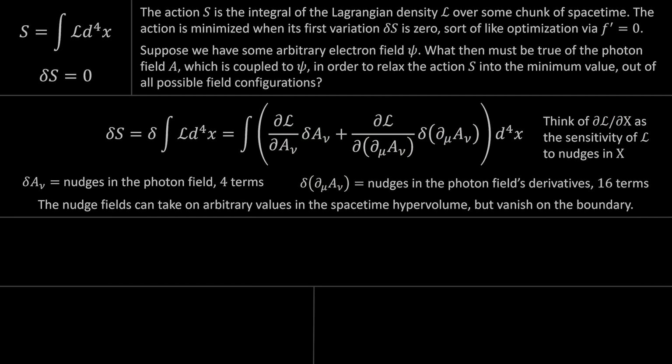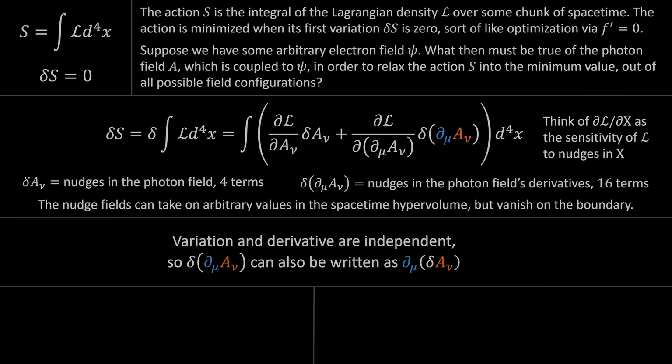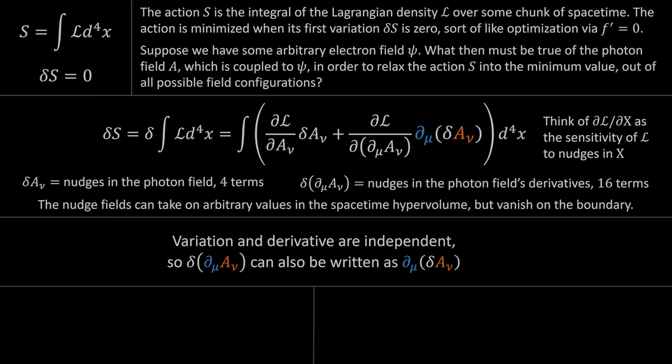All right, so now the next thing we'll want to do is write the variation in the derivative of A as the derivative of the variation in A. Because if we can write that second term in terms of variations in A, that is nudges in the photon field, then we can factor out the nudges in the photon field, and we can bring together both of these terms. So because the variation and the derivative are independent, we can go ahead and write the variation of the derivative as the derivative of the variation.